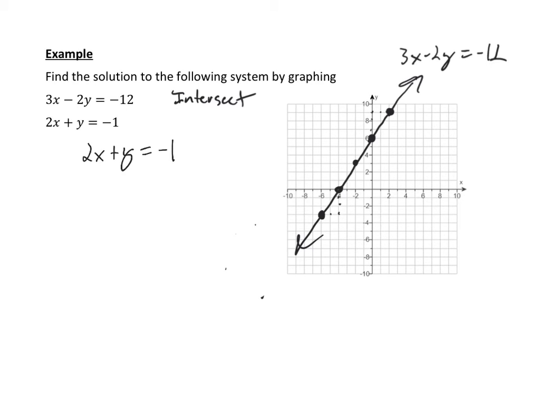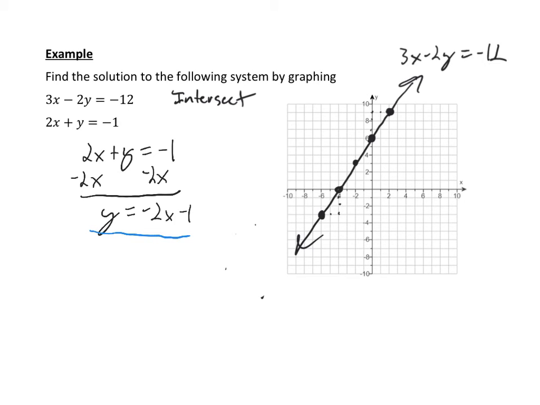If I look at that, I would say that is very easy to put in slope-intercept form. You could do the intercept thing again, but let's put this in slope-intercept form by making it y equals. So I'm going to minus 2x over here. And I get y equals negative 2x minus 1. And I'm going to graph this in blue.